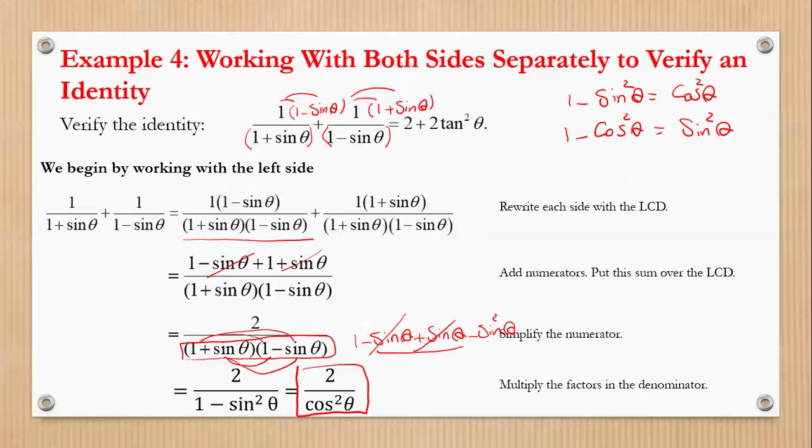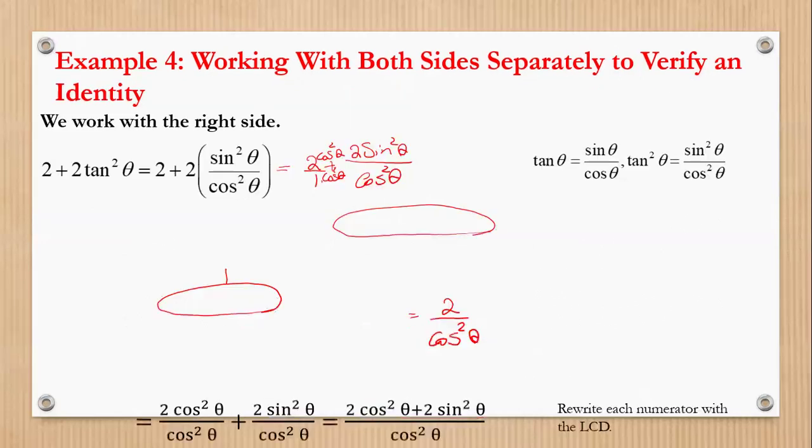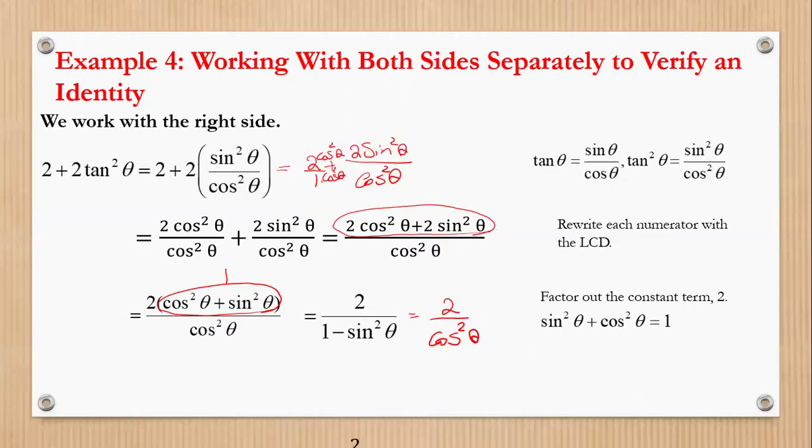When you get something the same from both sides, that means you also verified the identity. Because right now, the left side and the right side are equal. Both of them are equal to 2 over cosine square. Sometimes by working on one side, we can get the other side. Sometimes we may need to work on both sides, like this problem.